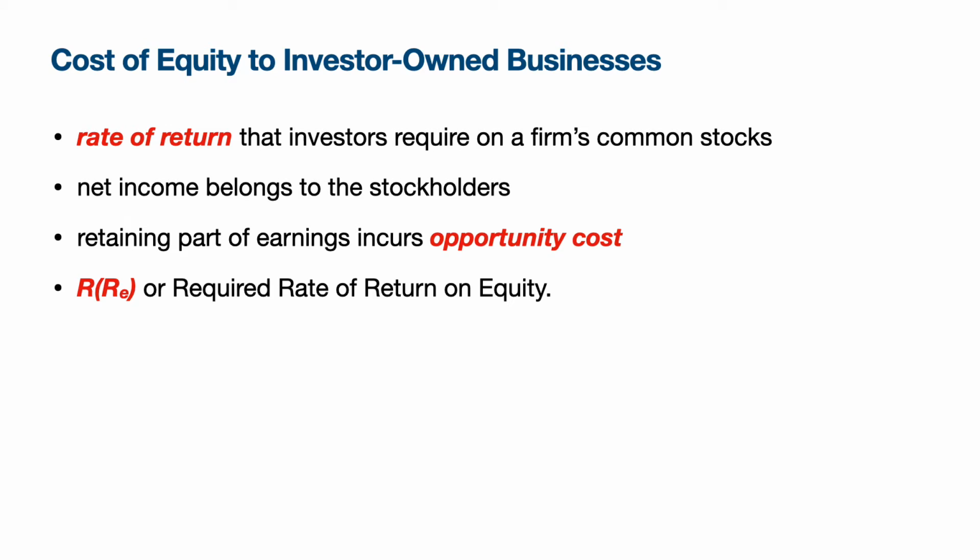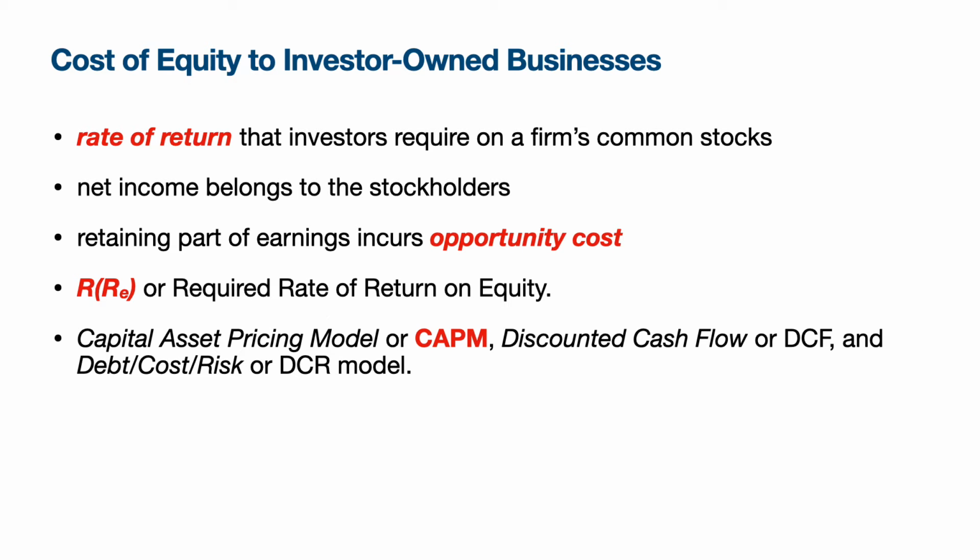Large investor-owned businesses use three primary methods in the estimation process. One is the capital asset pricing model. The second is the discounted cash flow, or DCF, and the third one is the debt cost plus risk premium model. There is no single approach that dominates the estimation process. The book stated that all approaches should be used to estimate the cost of equity, and then the final value should be chosen on the basis of management's confidence in the estimates at hand.